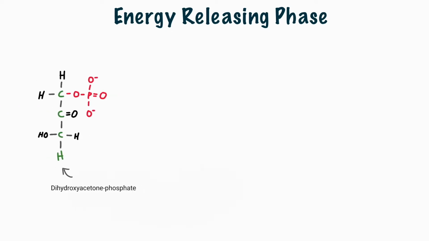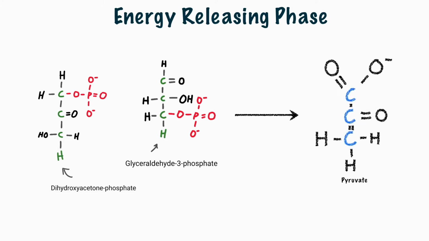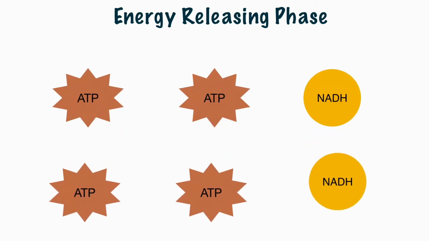Now, we still need to cover one more topic. It is time for the energy releasing phase. In the second half of glycolysis, the 3-carbon sugars formed in the first half of the process go through a series of additional transformations, ultimately turning into pyruvate. In the process, 4 ATP molecules are produced along with 2 molecules of NADH.